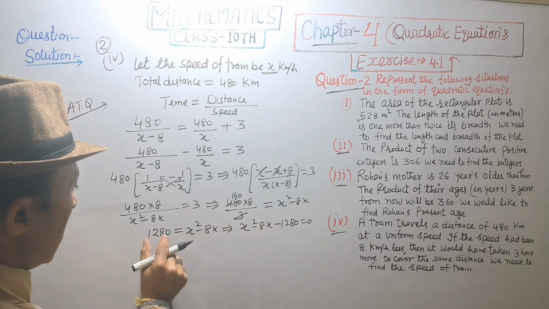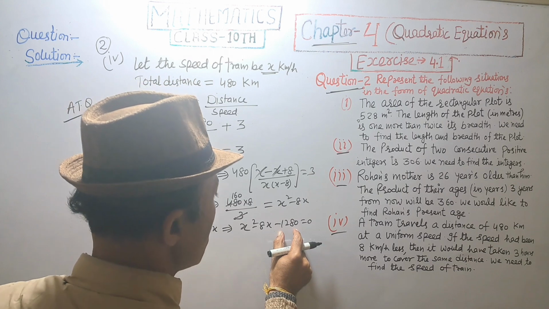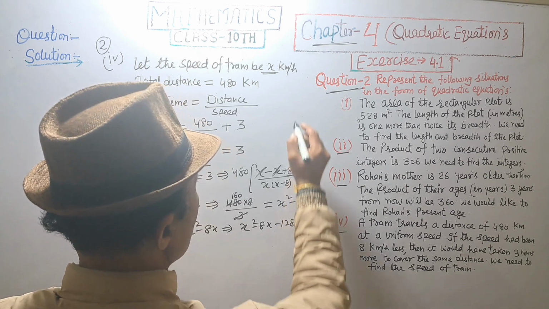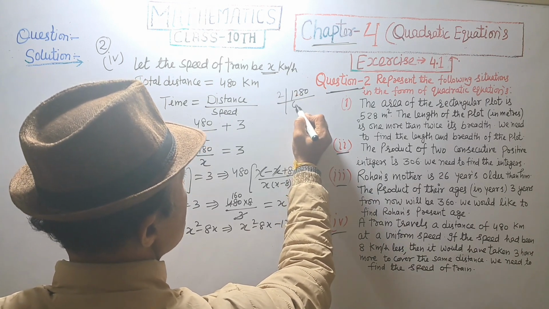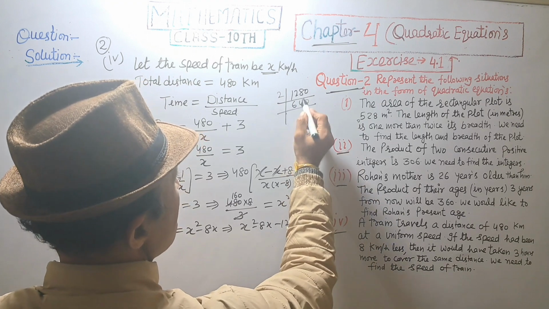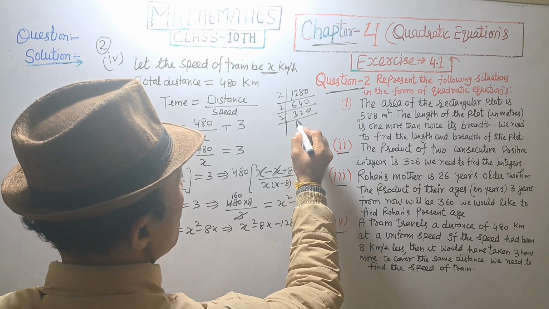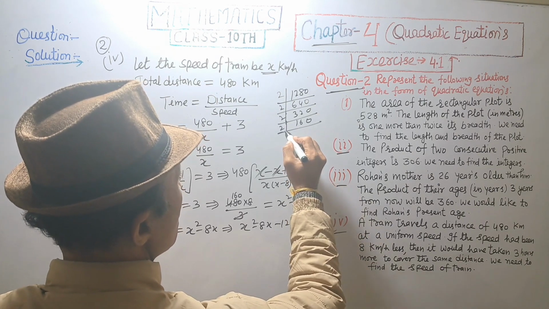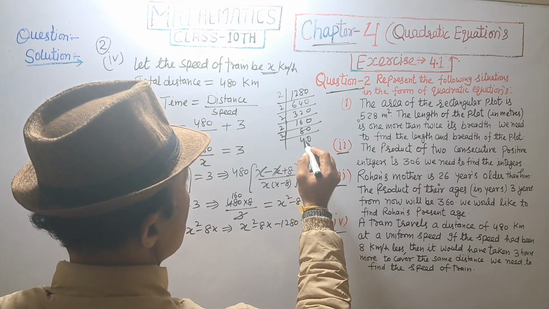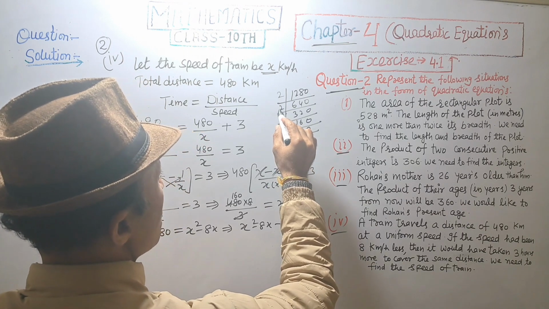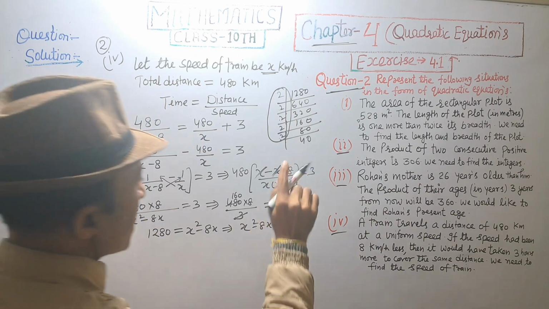Shifting 1280 to the right side, it gives the quadratic equation x square minus 8x minus 1280 equal to 0. Factorize 1280: 2 sixes are 12, 2 fours are 8, 2 32s are 64, 2 160, 2 80, 2 40, 2 twos are 4, 2 fours are 8, 2 eights are 16, 2 sixteens are 32.